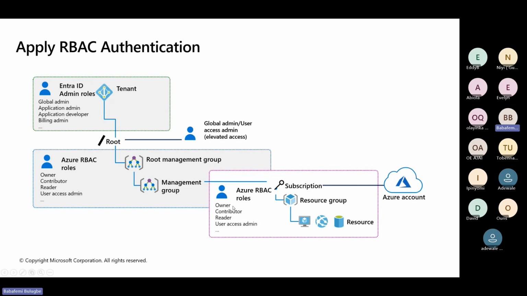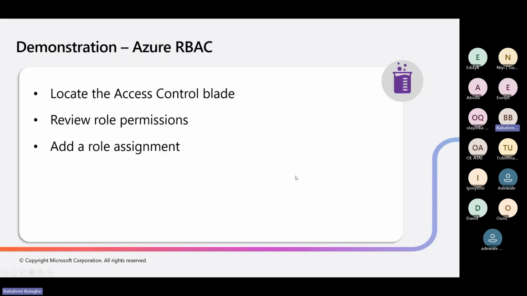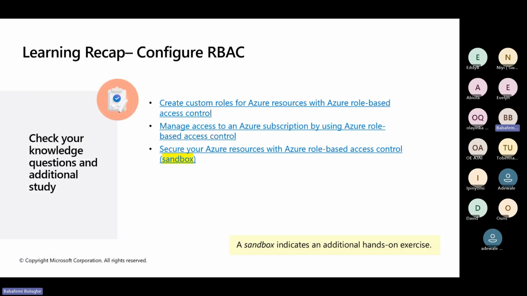But if you are assigned an owner role, you cannot elevate your access. It doesn't go that way. But if you are assigned a global admin role within the tenant, you can elevate your access to see the subscription. Okay. So in the demonstration we need to locate the control blade, see some of the role permissions and add a role assignment. So we'll look at that.